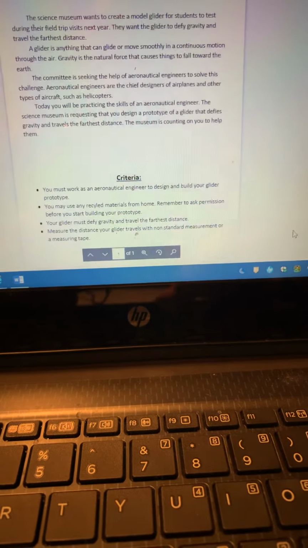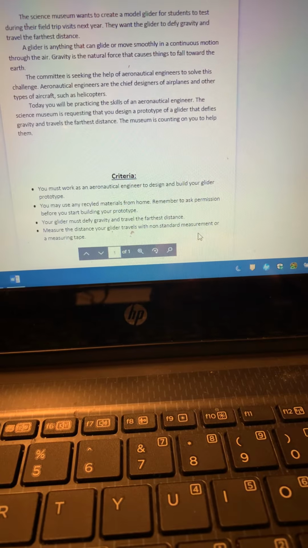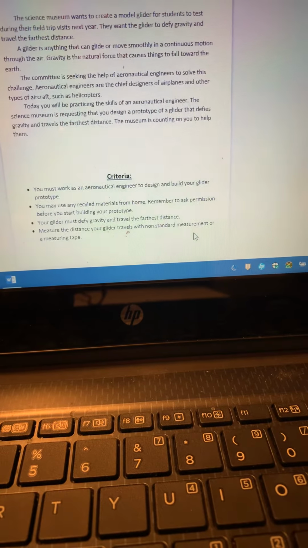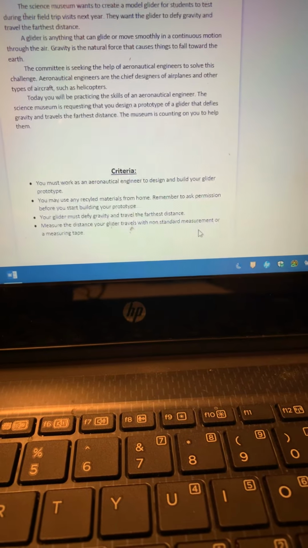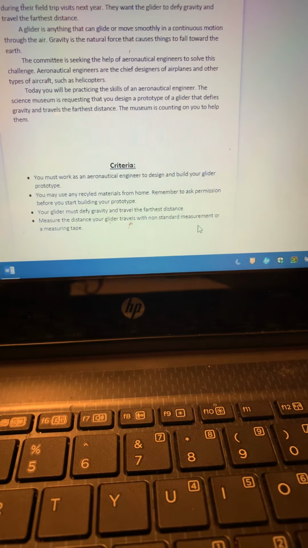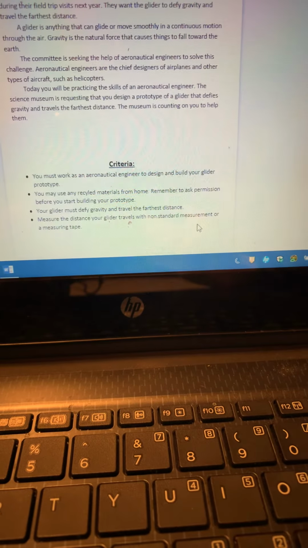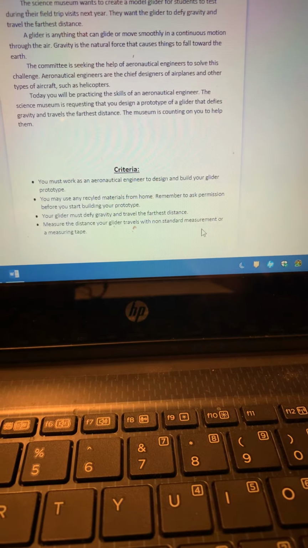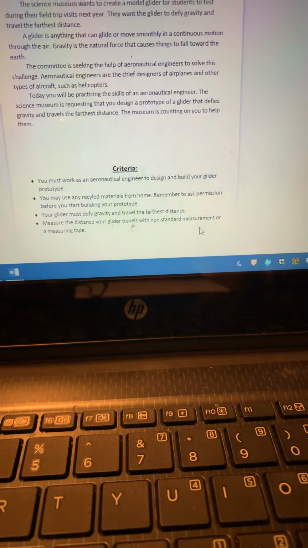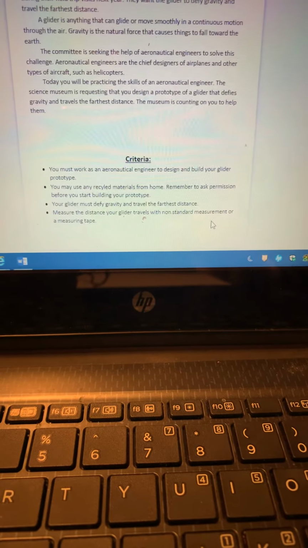So if you don't have a measuring tape, you can use non-standard measurement. Remember, non-standard measurement is something that is the same size as you go. So for example, if you have toothpicks, then you can measure one toothpick at a time because those are the same length. You can do pennies, you can do paper clips, anything that will help you give a non-standard measurement. If you have a measuring tape, make sure you use inches or centimeters. It doesn't matter, just as long as you're recording the same unit over and over again.